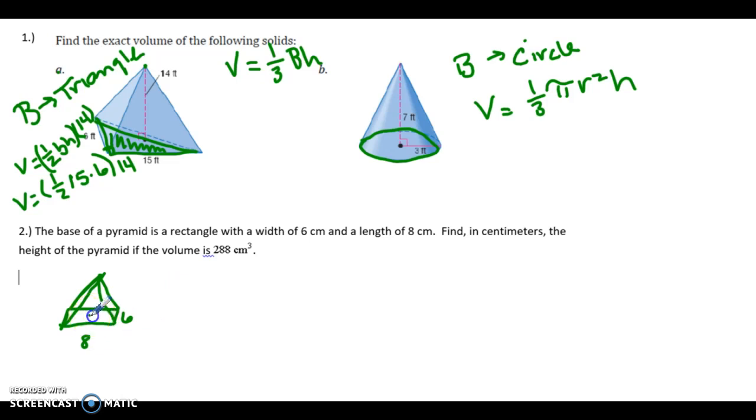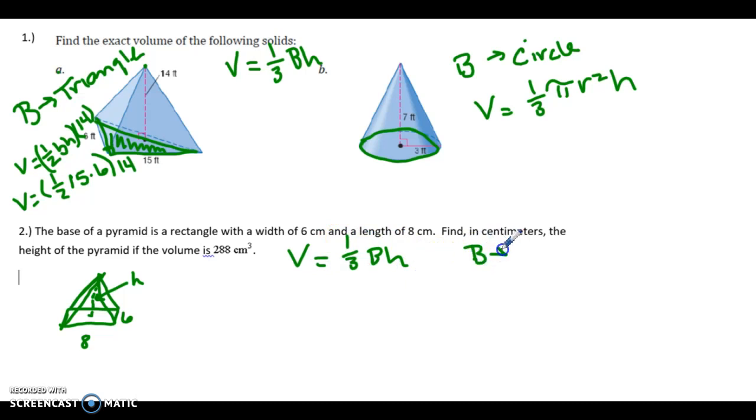The height is going to go from the center of that rectangle up to the top. Sorry, that's not a straight line, but typically it would be straight. That's my height. That's what I'm looking for. If the volume is 288 cubic centimeters. So, volume of a pyramid equals 1/3 big B times H.